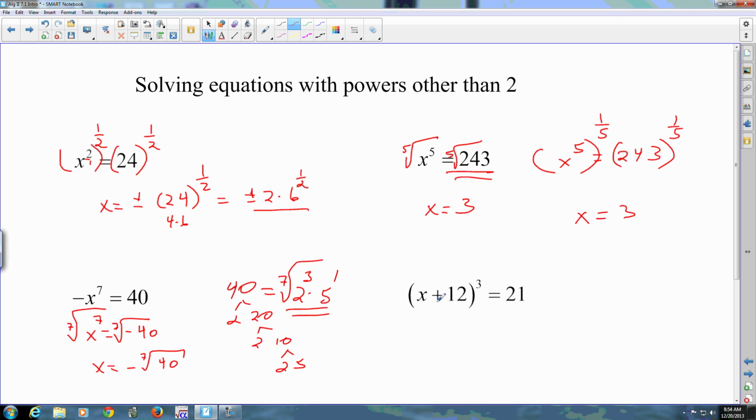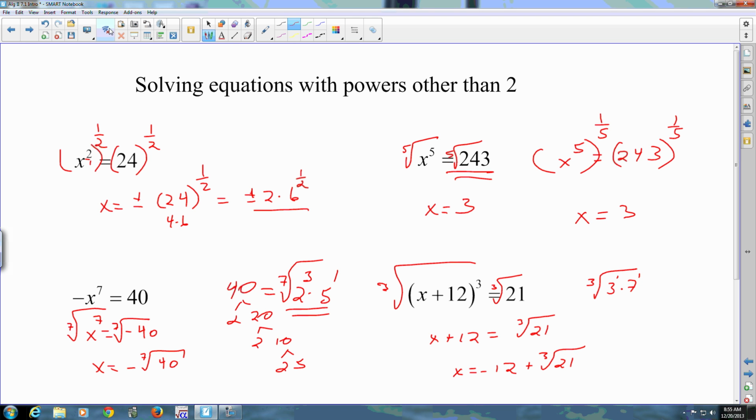This one, I can't touch the adding the 12 until I get rid of this 3. So you can take the cube root of both sides. Whoops. Cube root, and you have x plus 12 is equal to the cube root of 21. There's no plus or minus because it's an odd root. Nothing's going to come out of 21 because that's 3 times 7. None of the exponents are big enough, so it all stays. All the exponents are 1. Nothing's popping out. So now we can subtract 12. Negative 12 plus the cube root of 21.